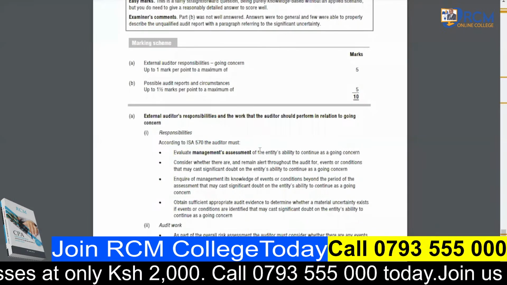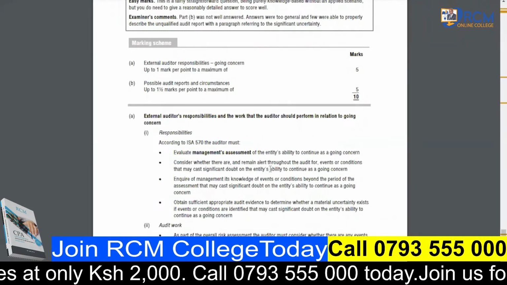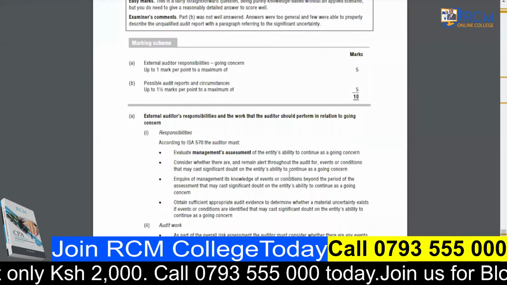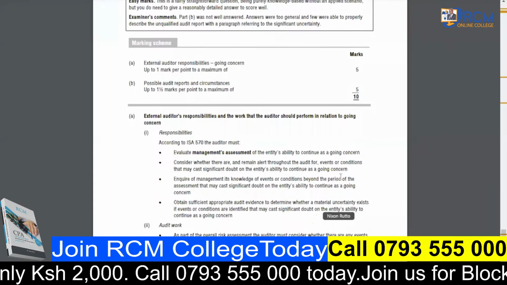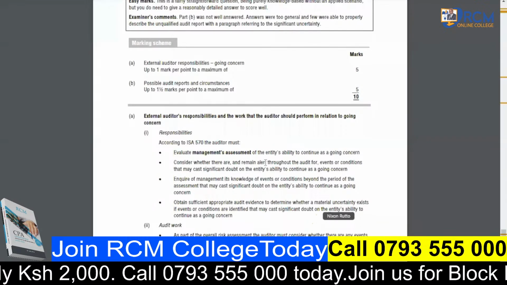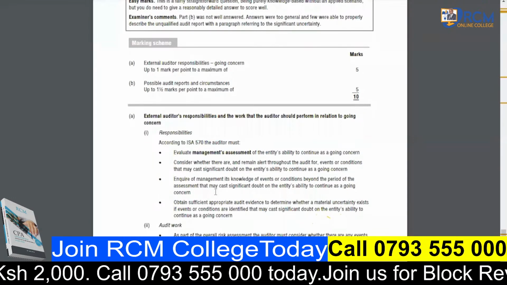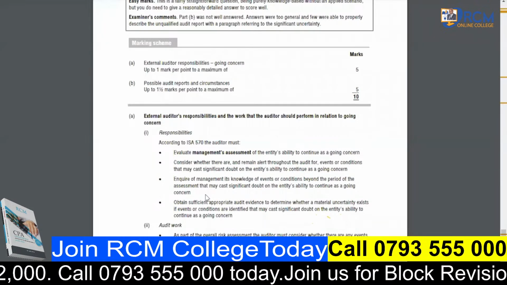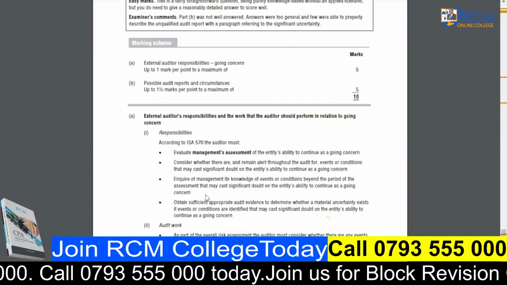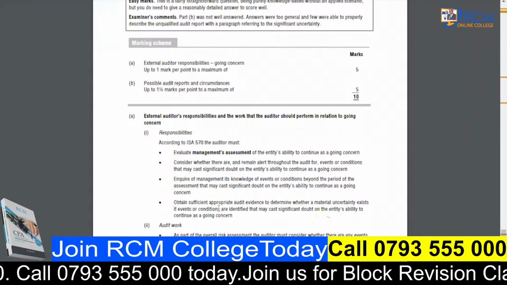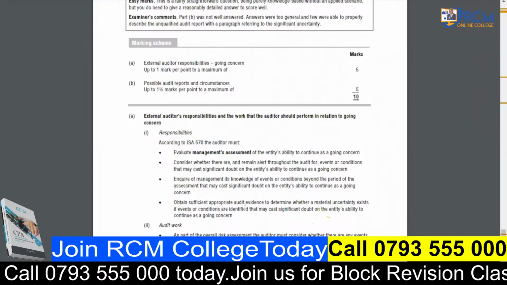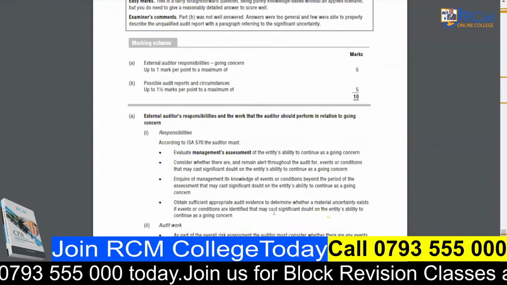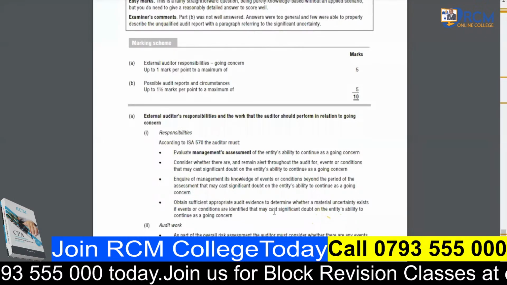Consider whether there are and remain alert throughout the audit for events or conditions that may cast significant doubt on the entity's ability to continue as a going concern, right? So they must remain alert, trying to look at the indicators. Inquire of management its knowledge of events or conditions beyond the period of the assessment that may cast significant doubt on the entity's ability to continue as a going concern. Obtain sufficient, appropriate audit evidence to determine whether a material uncertainty exists if events or conditions are identified that may cast significant doubt on the entity's ability to continue as a going concern.